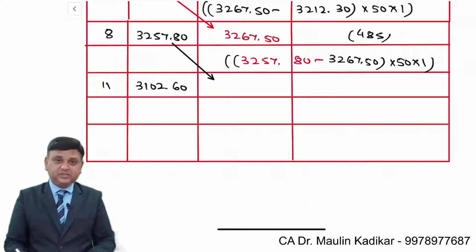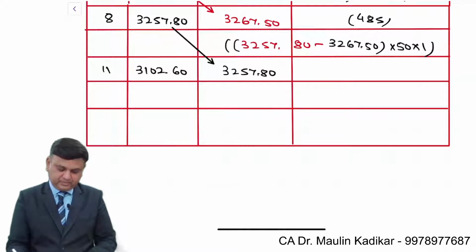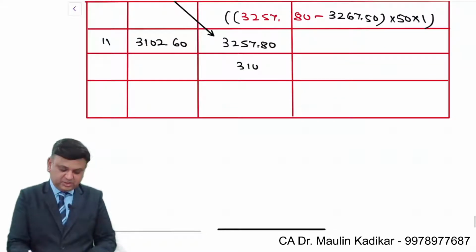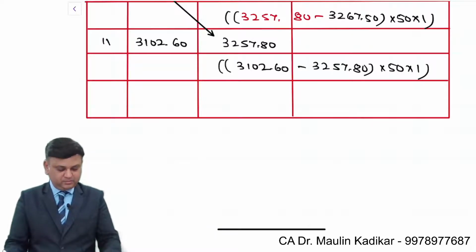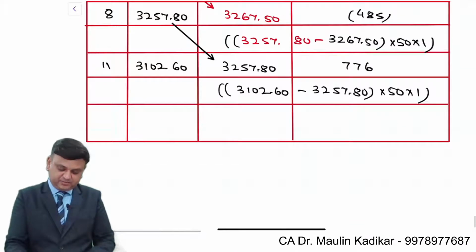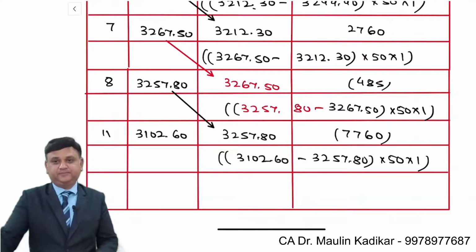Now this is the purchase price, 3257.8. Okay, so 3102.6 minus 3257.8 multiplying with 50 into 1. So 3102.6 minus 3257.8, difference is 155.2 into 50 into 1, that is 7760. This is the way the profit or loss on daily basis will be computed.